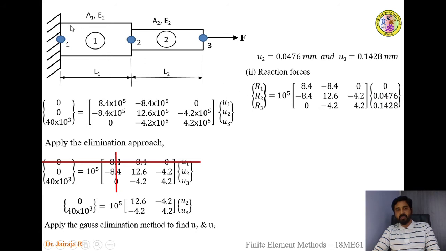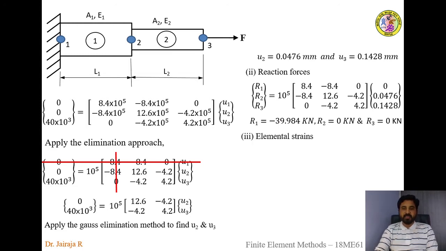So since we need to find only R1, since node 1 is fixed, we need to multiply this row and column. So R1 can be obtained. R1 is equal to minus 39.984 kilonewton. It is approximately equal to the applied load, but it will be in the opposite direction.